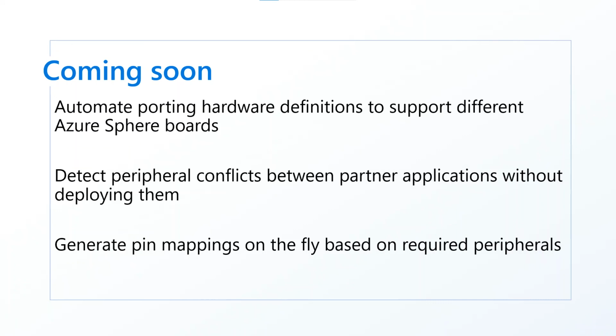Then we're working on detecting peripheral conflicts between partner applications without having to deploy them to find out about any potential errors. And finally, we're giving developers the ability to automatically generate pin mappings based on the kind of peripherals that they wish to add without them even having to edit the hardware definitions manually.